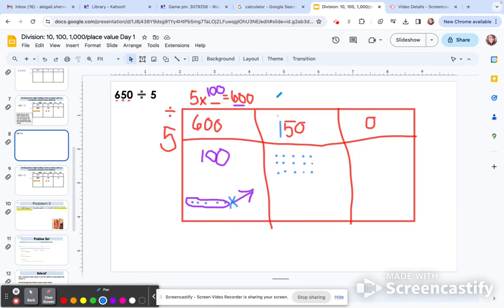Now, I'm going to ask myself, 5 times what equals 150? Well, I don't know if you've noticed, but we've been talking about multiples of 10, and 150 is a multiple of 10. And I see here that I have the number 15. So I can still group this by 5s to figure it out. But I can also ask myself, 5 times what equals 15?